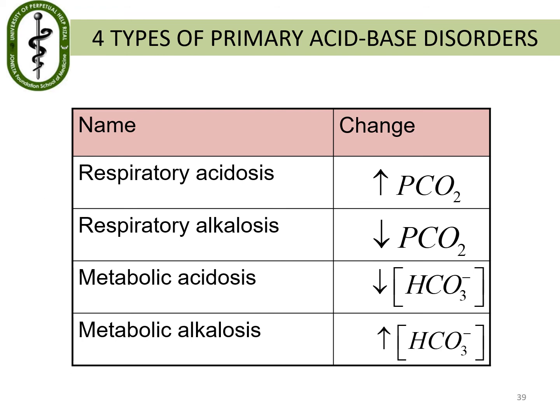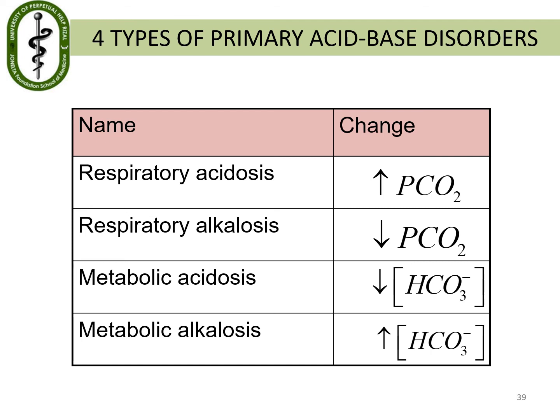So there are 4 types of primary acid-base disorders. We have respiratory, which can either be acidosis or alkalosis, and metabolic, which can either be acidosis or alkalosis. When you see respiratory, always think of your carbon dioxide. If there's an increase in your PCO2 levels in the ABG, think of respiratory acidosis. If there's a decrease, that can be respiratory alkalosis.